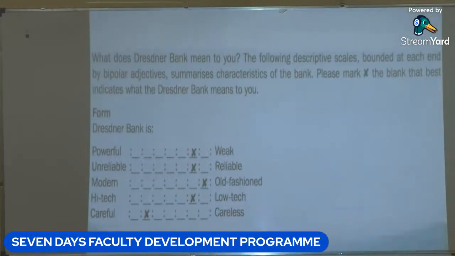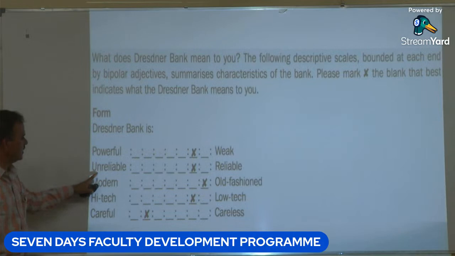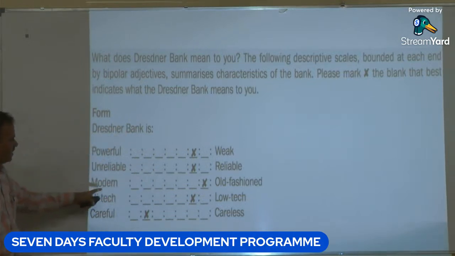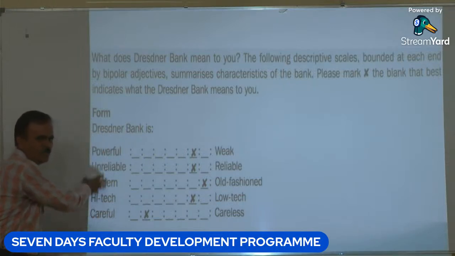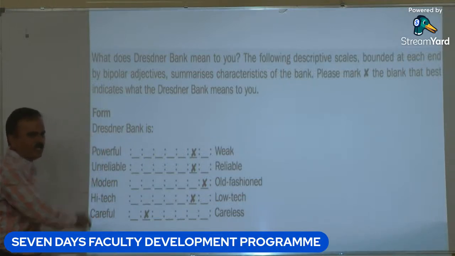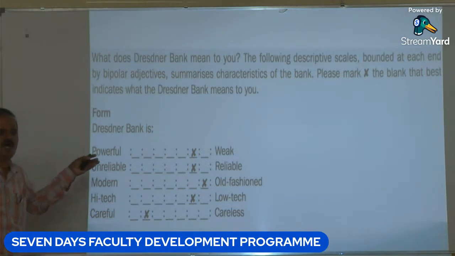Here again it is related to that brand. The following descriptive scales are bounded at each end by bipolar adjectives, summarizing characteristics of the brand. They are marked with a symbol in the blank that indicates what the brand means to you. So like this: powerful, weak; unreliable, reliable; modern, old-fashioned. These are some characteristics, so you need information related to those characteristics with bipolar ends.